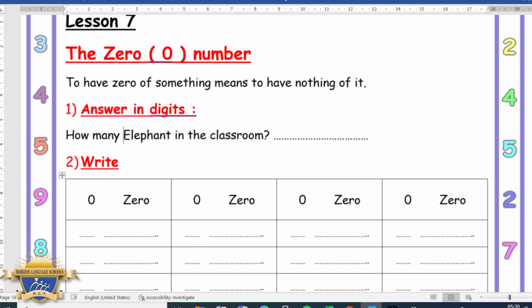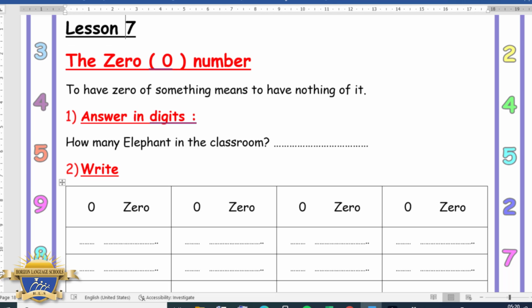Lesson 7 is talking about the zero. The zero number means to have nothing of the thing that you are counting. So to have zero of something means to have nothing of it. If I have zero money, that means that I have no money. If I have zero candies, that means that I don't have any candy.